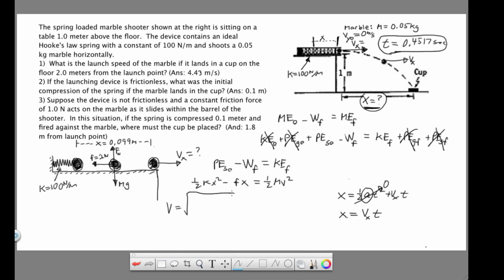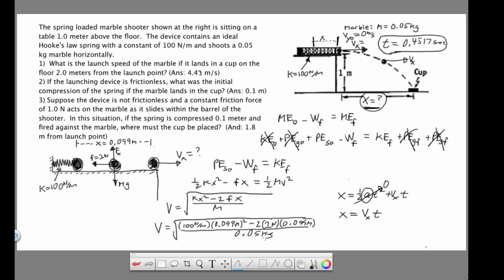So doing the algebra, we get velocity equals square root of (kx squared minus 2 friction x) over m. Plugging the numbers in, our k is 100. Our x value is 0.099 meters. That's how far the spring was initially compressed. Minus 2 times friction, which was given as 1 Newton. And then the distance that friction acts for is 0.099 meters. And then the mass of the marble is 0.05 kilograms. So this gives a velocity of 3.955 meters per second, which is the launch velocity. That's this x velocity when the marble leaves the edge of the table.